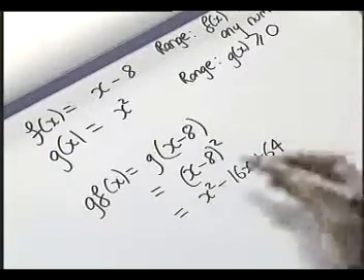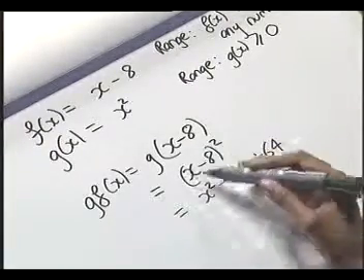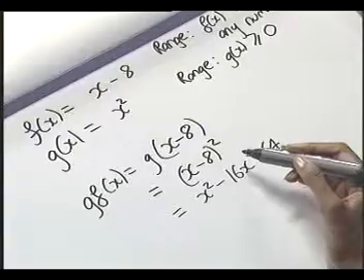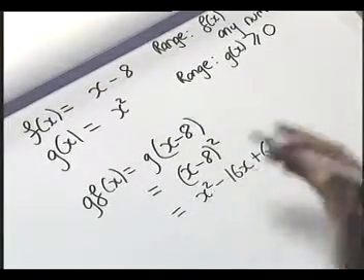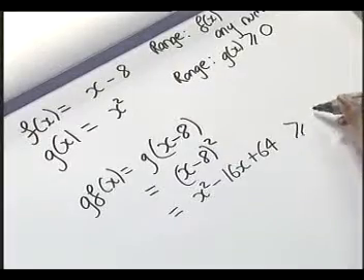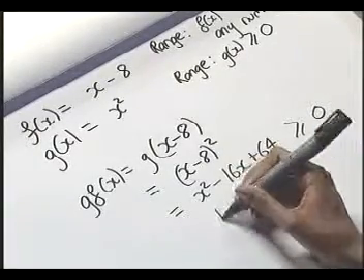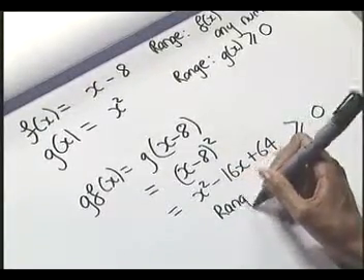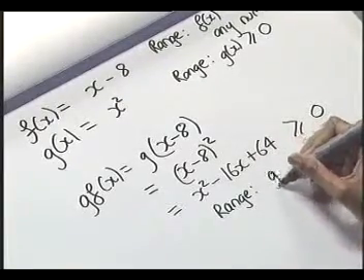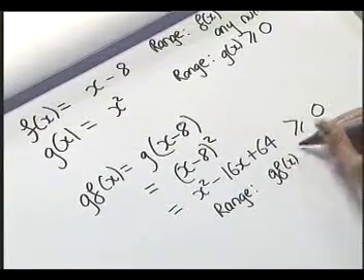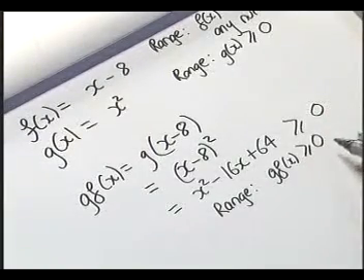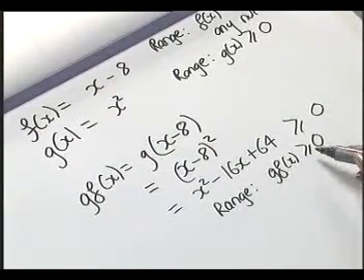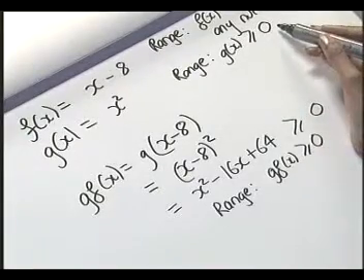But since gf of x is something squared, and all square numbers are greater than or equal to 0, gf of x is greater than or equal to 0. So the range here is gf of x is greater than or equal to 0. So you can see here that the range of gf is the range of g.